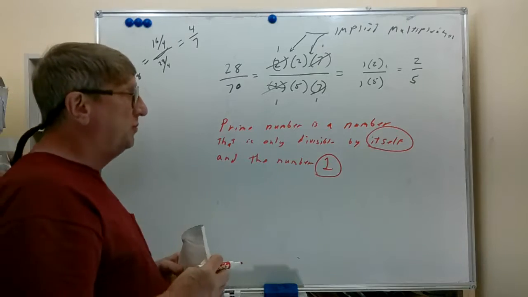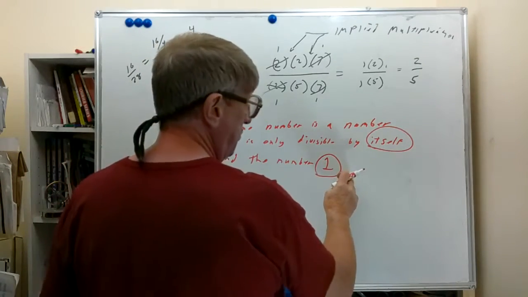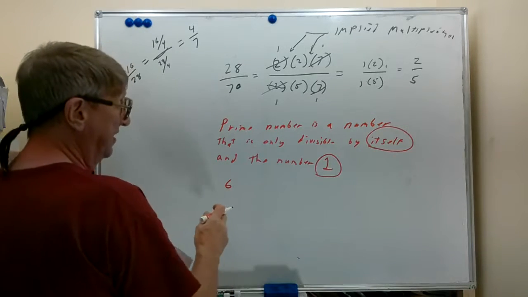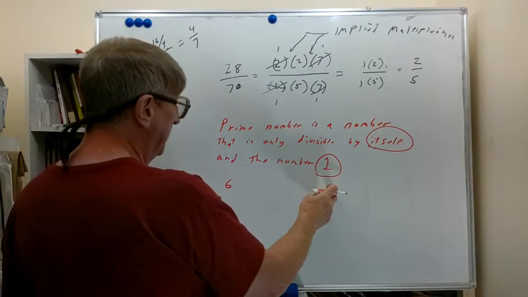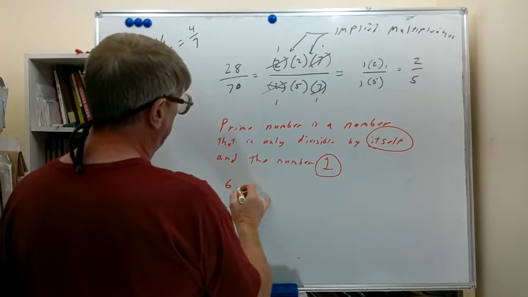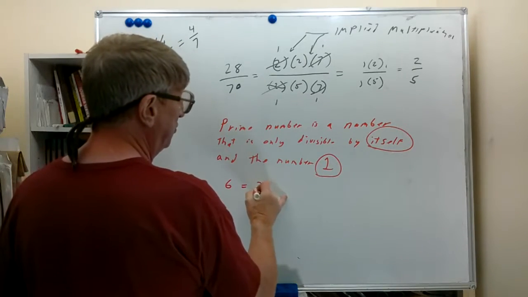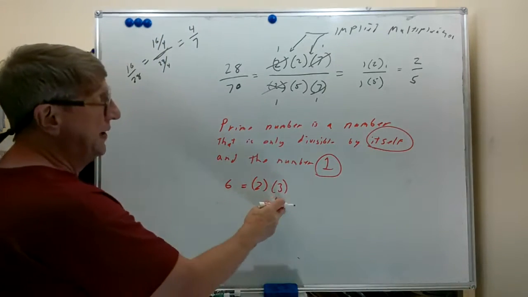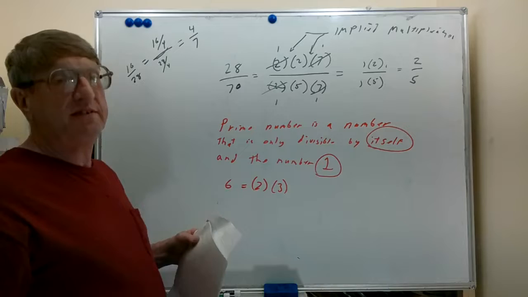Any number that is divisible by any numbers other than itself or 1 is not prime. For example, let's say 6. 6 is definitely divisible by 1. It's also divisible by 6, but it's also divisible by 2. That can be written as 2 times 3. So 6 is divisible by 2 and 3, so 6 is not prime.